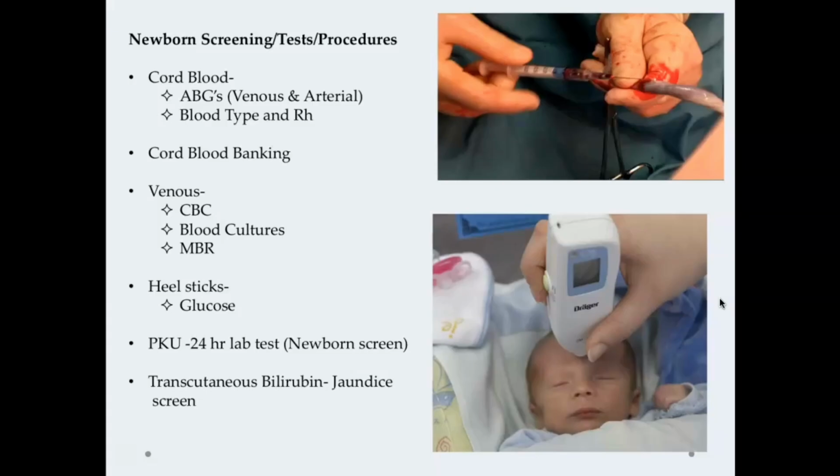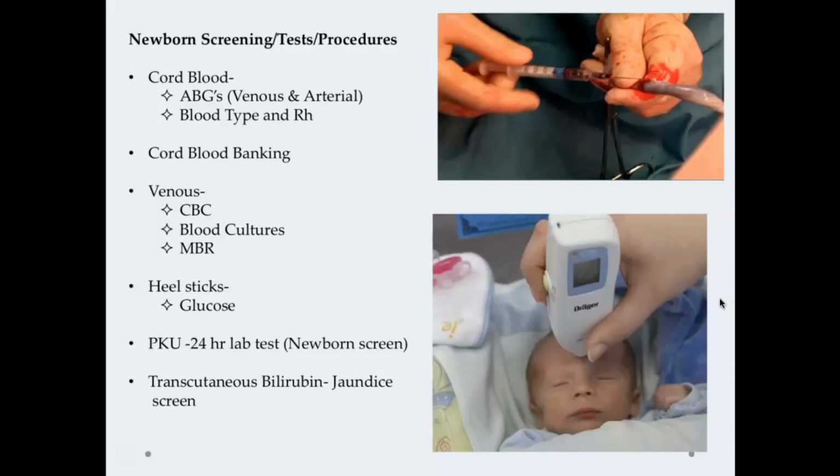Cord blood banking is optional, so not every patient chooses to do cord blood banking, but that is something done immediately after birth as well. Venous blood draws: if they expect chorio, they might draw a CBC or blood cultures, and that has to be done through the vein, so you'd have to do a blood draw on a newborn, not just a heel stick.